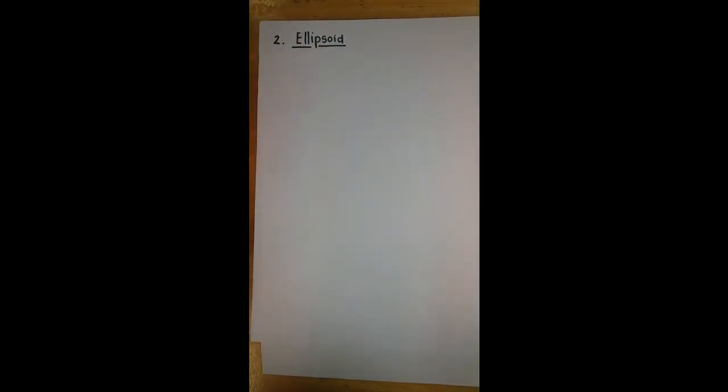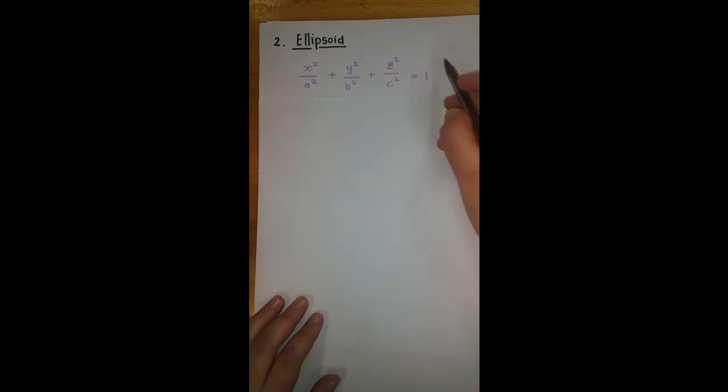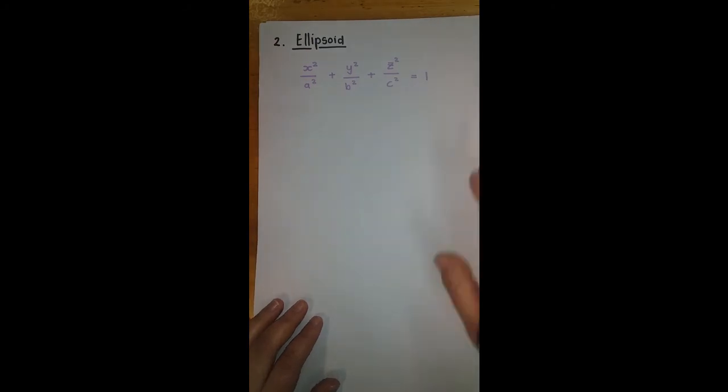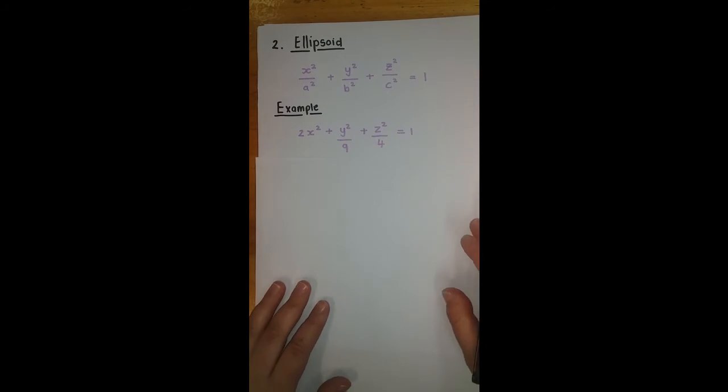The next three-dimensional surface that you will be taught about is an ellipsoid. Similar to circles and ellipses, an ellipsoid looks similar to a sphere. So you'd have x squared over a squared plus y squared over b squared plus z squared over c squared is equal to 1. Very important to remember is that this is a 1.